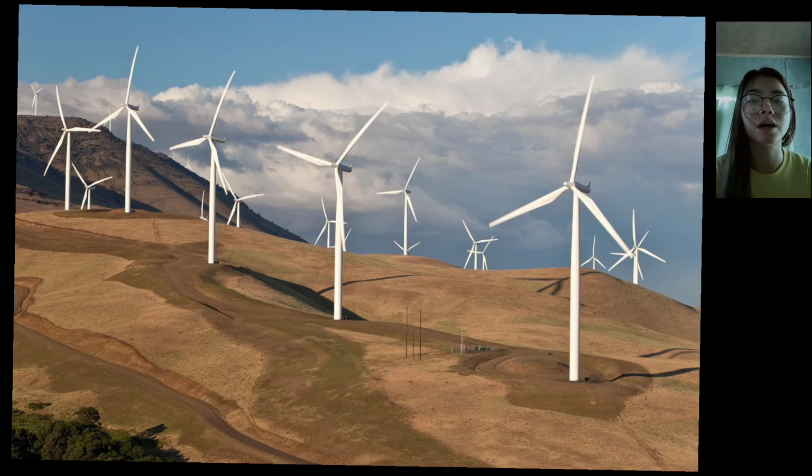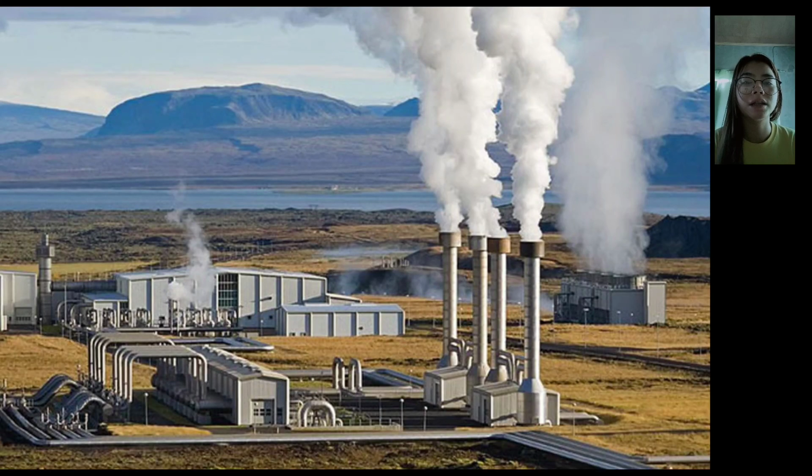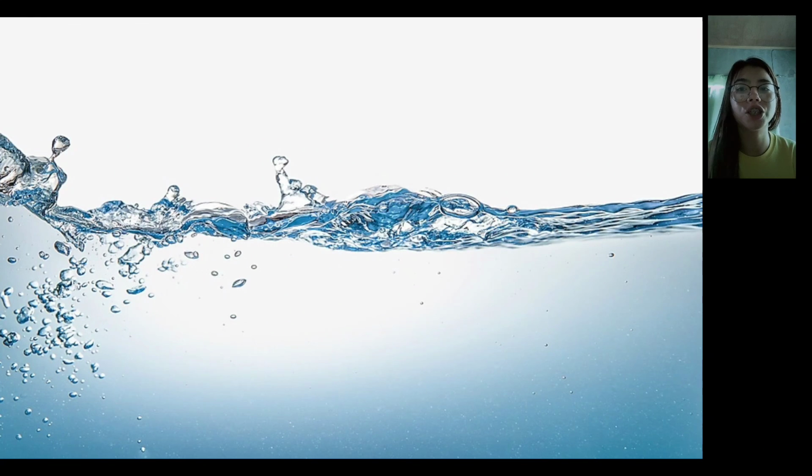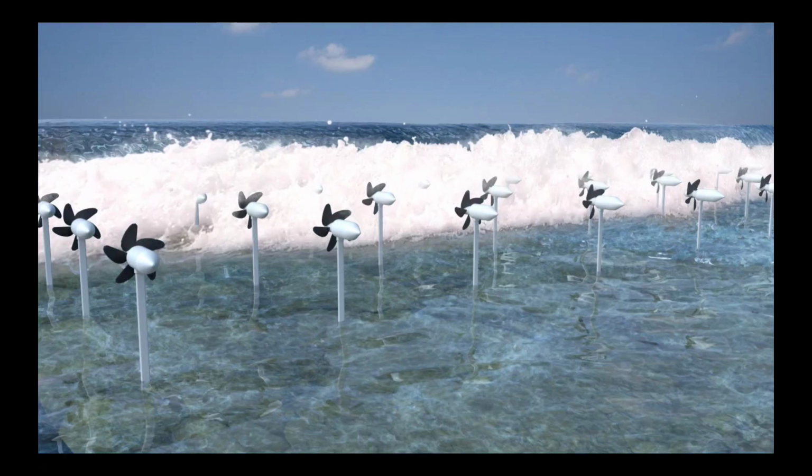So second is wind energy. Ito yung energy na makukuha sa wind para makapag-produce ng power. Next is geothermal energy. It is the energy that is produced from beneath the earth. Next is hydrogen energy. Ginagamitan ng tubig upang makapag-produce ng energy or ng power. Wave energy. Produce the waves that are produced in the ocean.